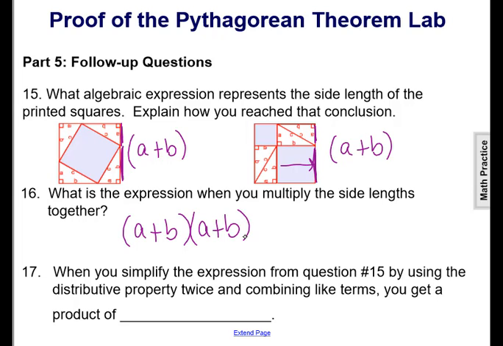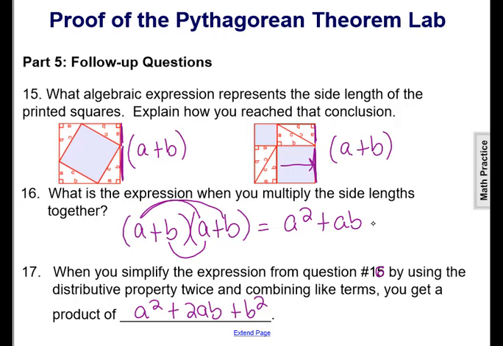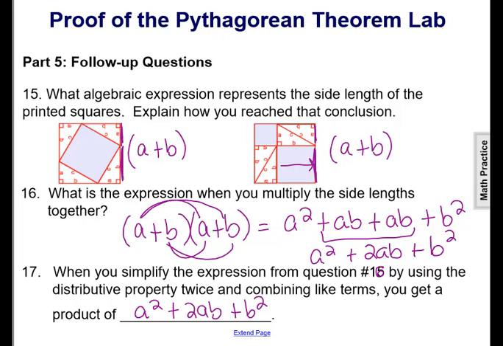And when we simplify that expression, A plus B times A plus B, from question 15 and technically question 16, by using the distributive property twice and combining like terms, you get the product of A squared plus 2AB plus B squared. Again, if we distribute, A times A is A squared, A times B is AB, B times A is also AB, and B times B is B squared. Then you can combine your like terms to get A squared plus 2AB plus B squared.